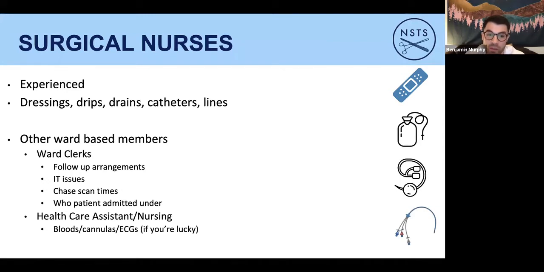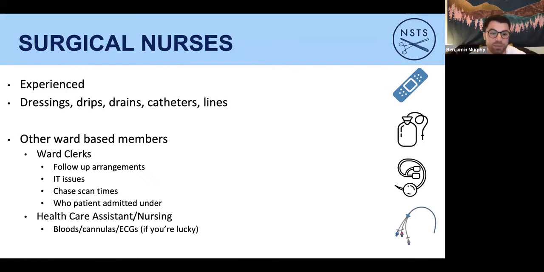And then other people that can be really helpful on the wards, the ward clerks are really useful. In some hospitals, they will literally just read your letter and arrange all the follow-up for you. If you're having any computer problems, if you're having problems chasing scans, they'll often know the shortcuts to get through to their pal Jenny in the scanning department, who they've known each other for 30 years. So Jenny can get that scan for you.